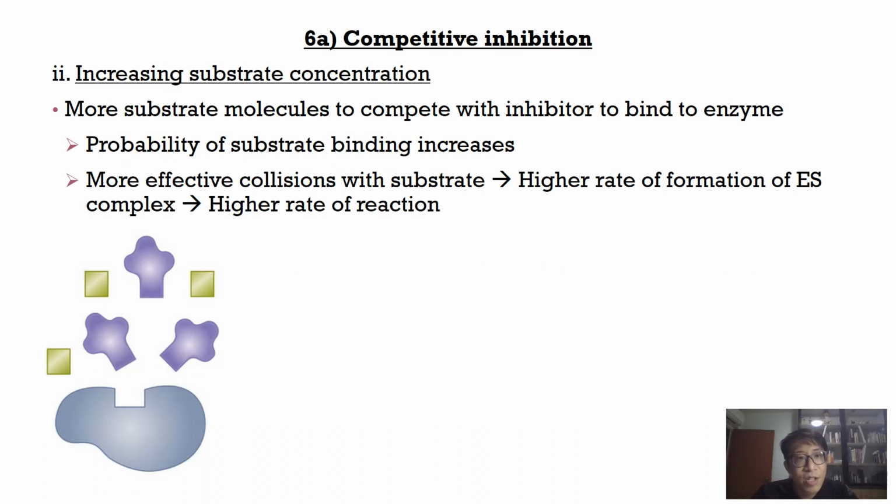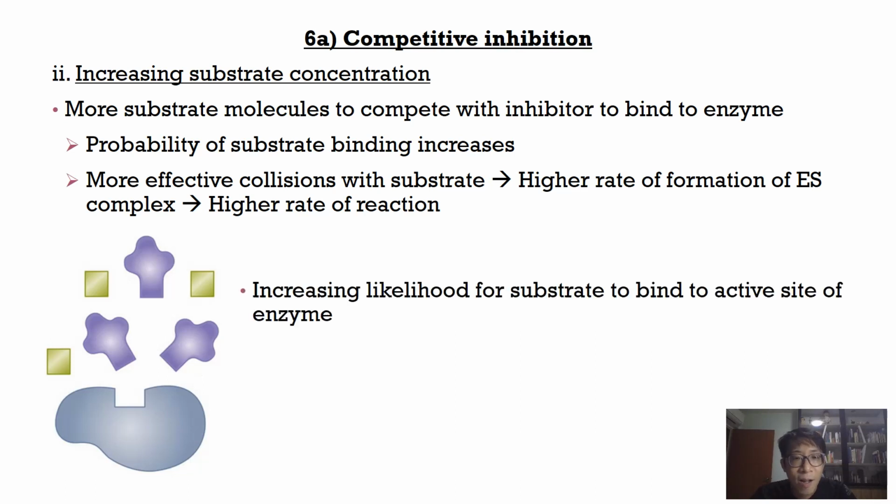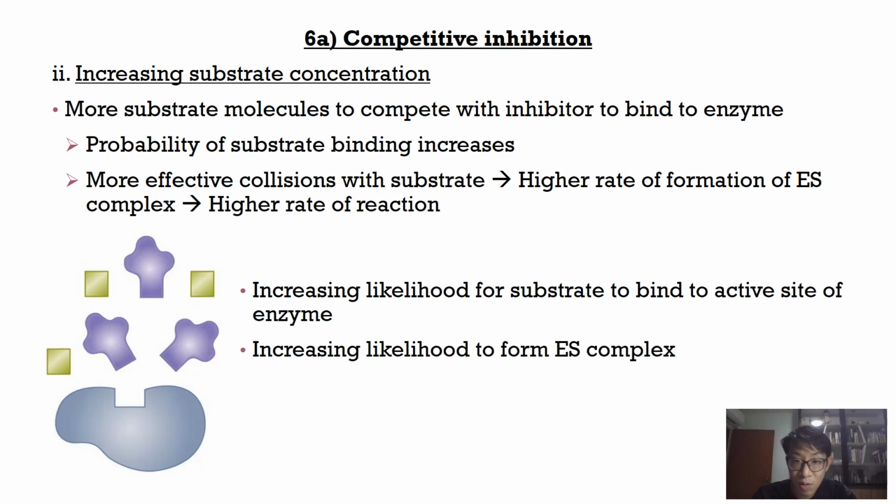So when the substrate concentration increases, when there are more substrate molecules, then the likelihood of the substrate binding to the active site increases. As substrate concentration increases, there would be more effective collision between the enzyme and the substrate, so a higher rate of formation of the ES complex and an increase in the rate of reaction. So again, the likelihood of forming the ES complex increases when there are more substrate molecules.